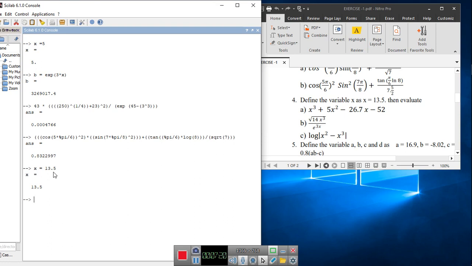For example, the first equation: x cube over 3, keep it in brackets, over 3, plus 5x square, 5 into simply x square, next minus 26.7 into x, brackets close, minus 52. We already assigned the x value and then finally we get the solution here. In this way we define the values and later we can use the values.